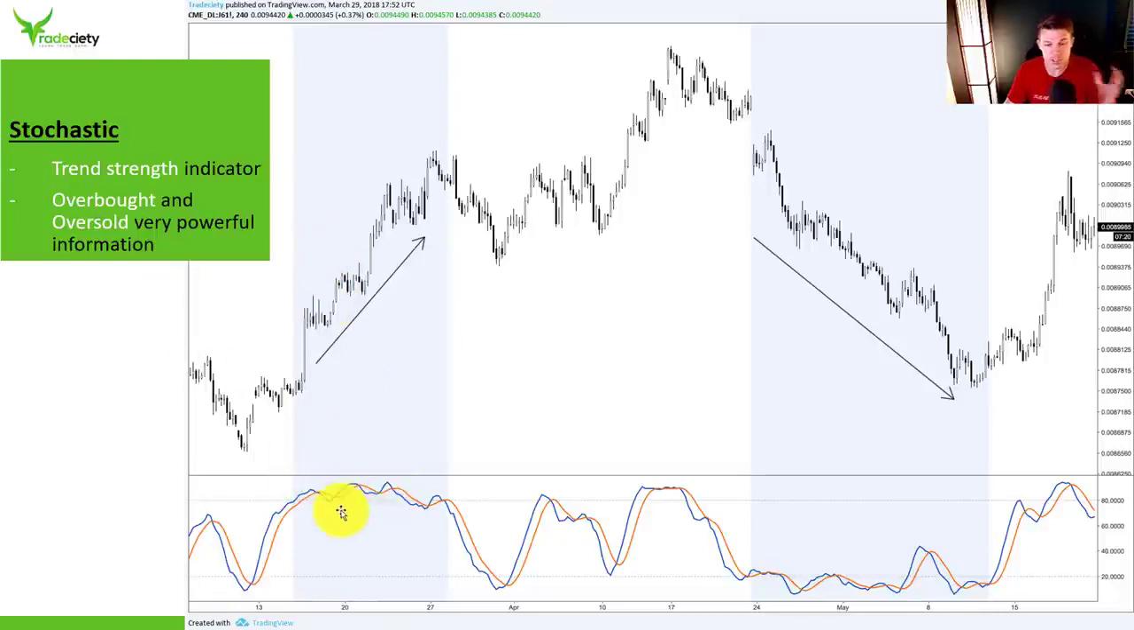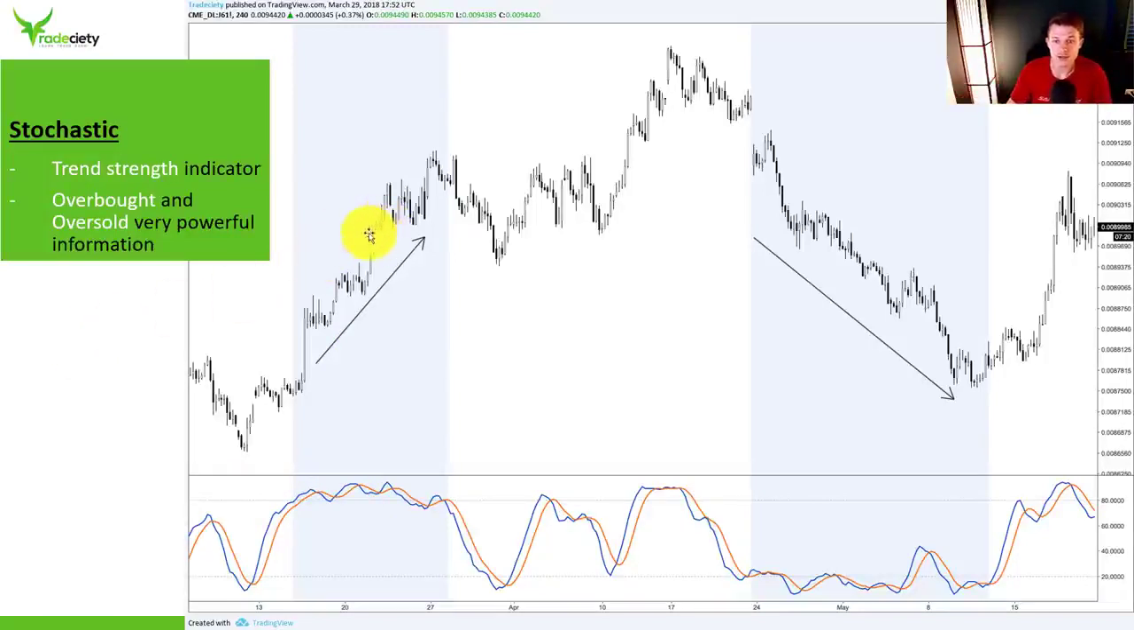But when you just spend a few minutes looking at the formula of what the stochastic is actually doing, you will quickly see that actually the opposite is true. If the stochastic is overbought, it just means that the market is very strong. There is a lot of buying going on. You're looking at a very strong trend.